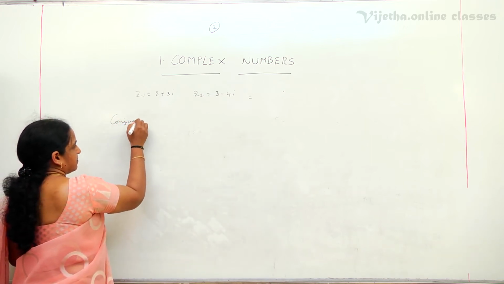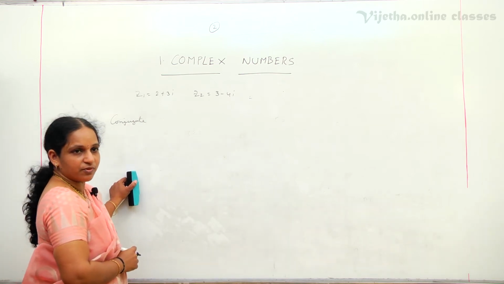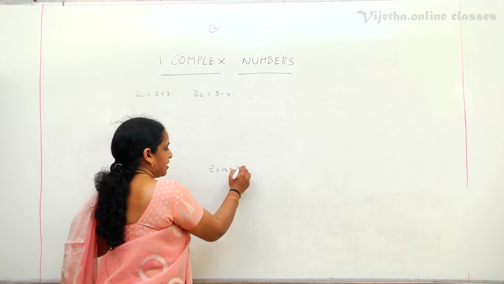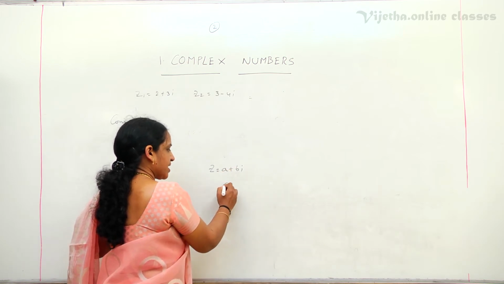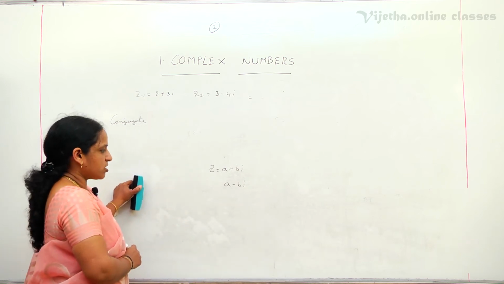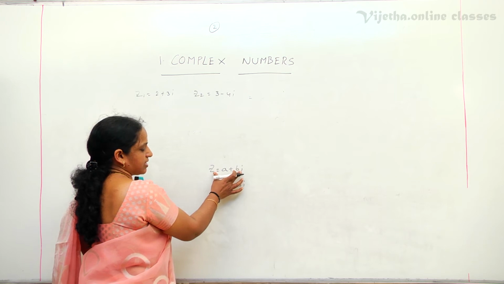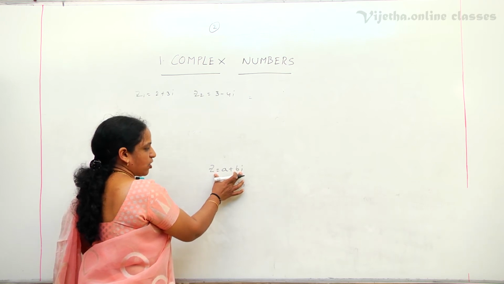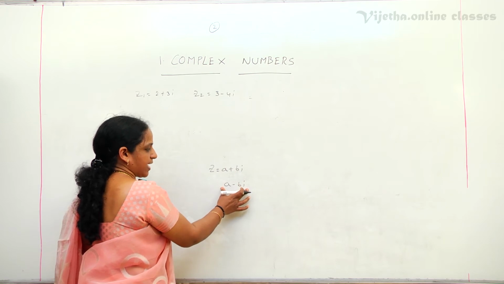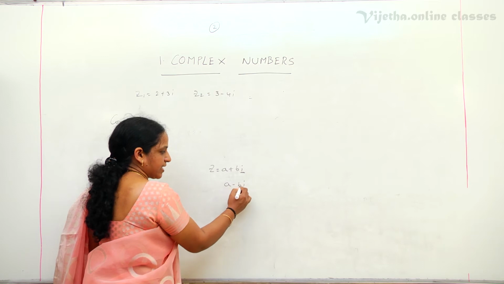Conjugate of Z1. Already we know that conjugate means: if Z equals a plus bi, then the conjugate of the complex number is a minus bi. Okay, the formula for conjugate: if Z equals a plus bi, then the conjugate of this complex number Z is a minus bi. In place of i, put minus i.